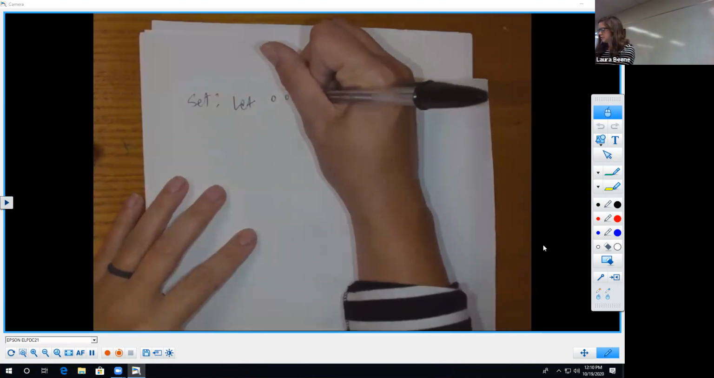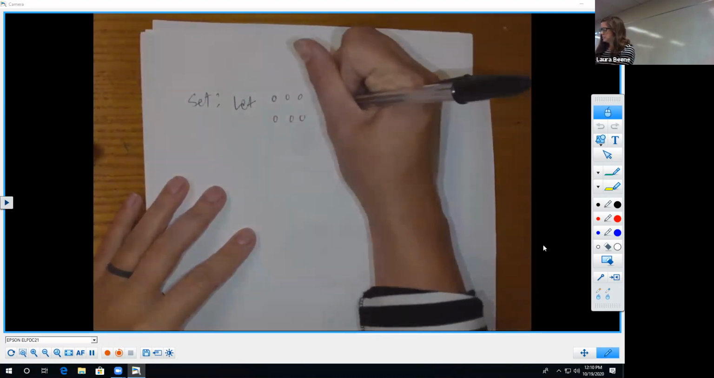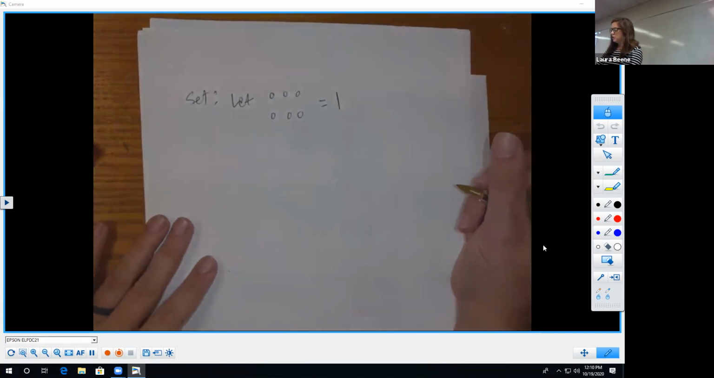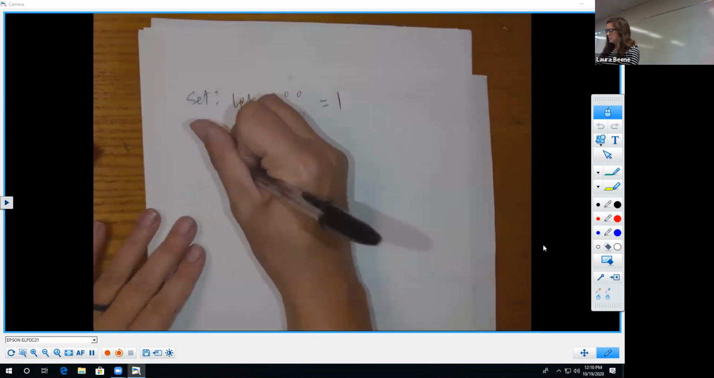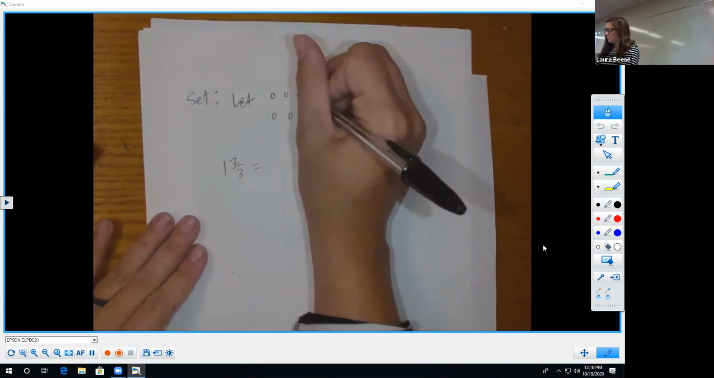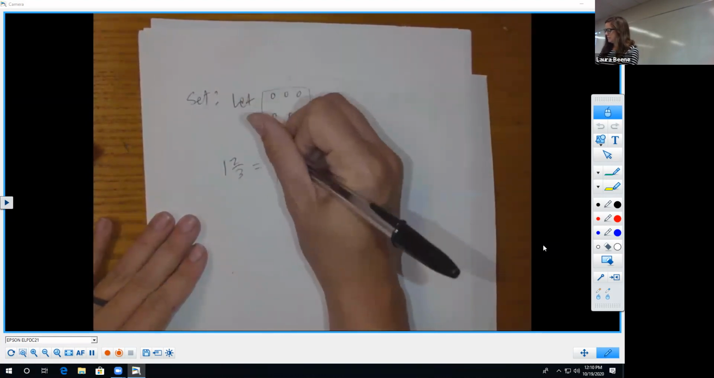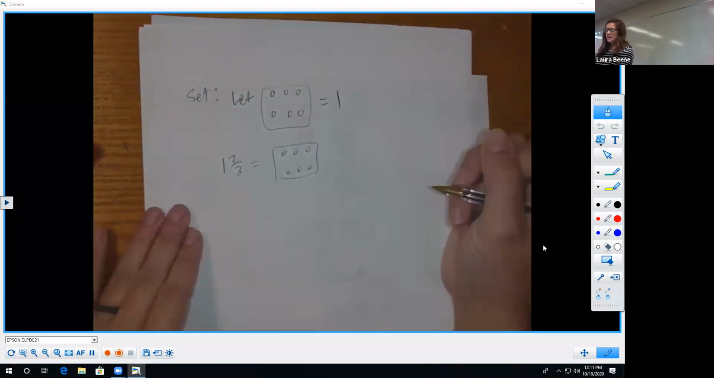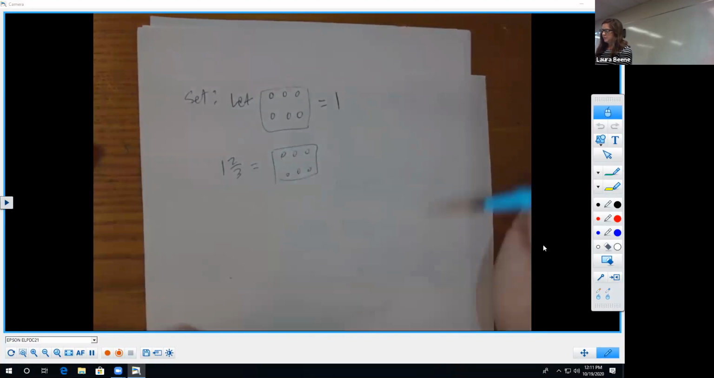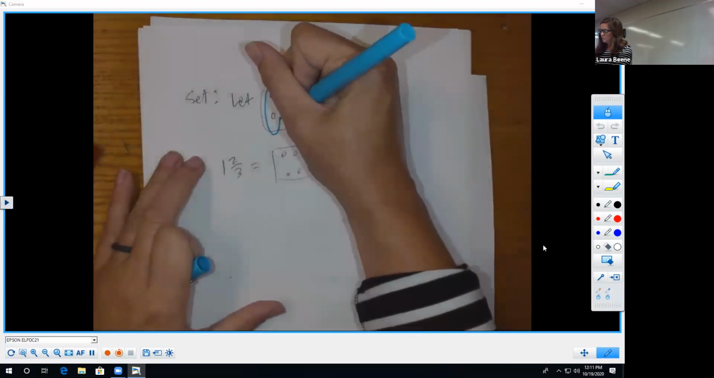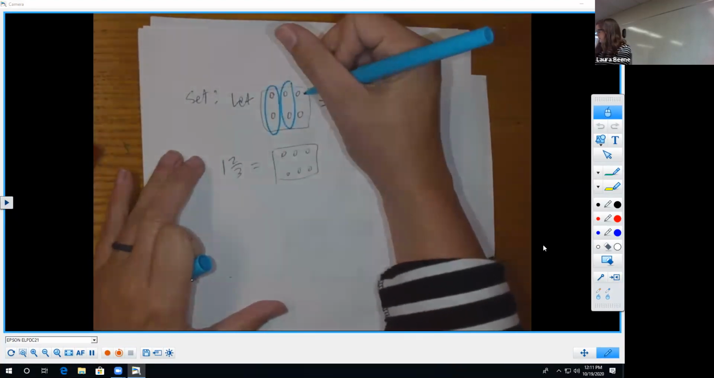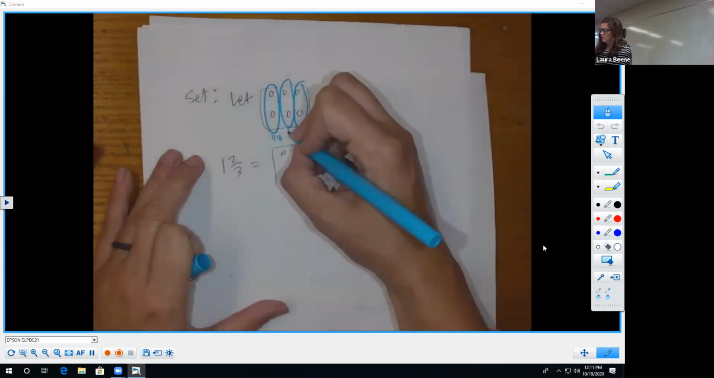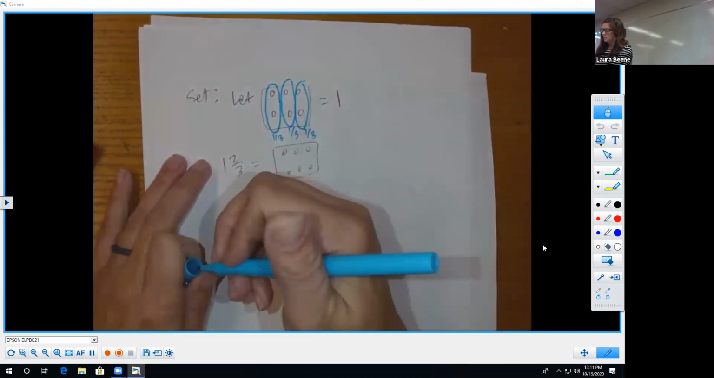So I'm going to do 6 dots. So let this be your whole. To show 1 2/3 would be 1 whole. Okay, so 1, 2, 3, 4, 5, 6 dots in it. And then I need to show 2/3. So I need to split this into 3 pieces. So that's 1 piece, that's 2 pieces, that's 3 pieces. So this is 1/3, this is 1/3, this is 1/3.